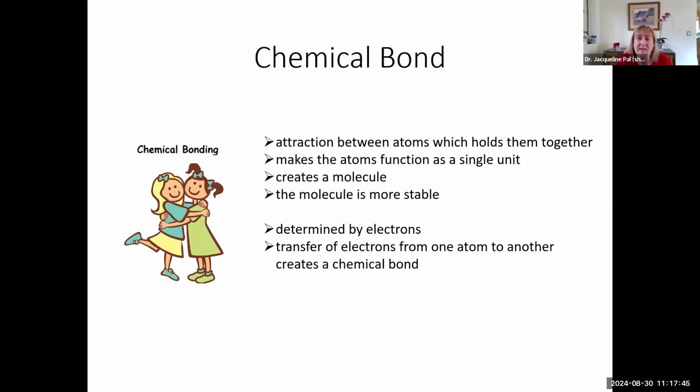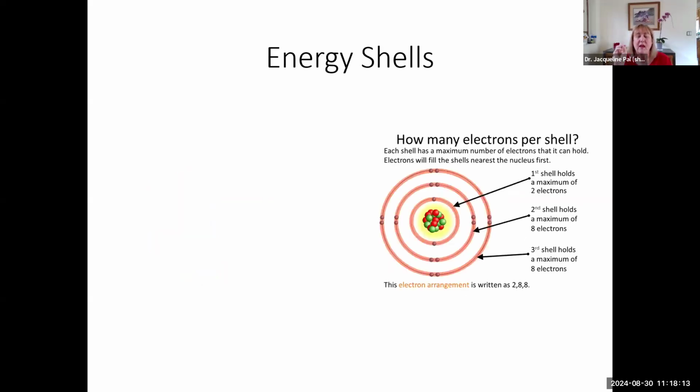What determines that chemical bond are the electrons in the atom. Either one atom is going to transfer electrons to the other atom, or they are going to share electrons between them. And so we have two major types of bonds, called ionic bonds and covalent bonds. Before I tell you about them, let me go back and revisit what an atom looks like.